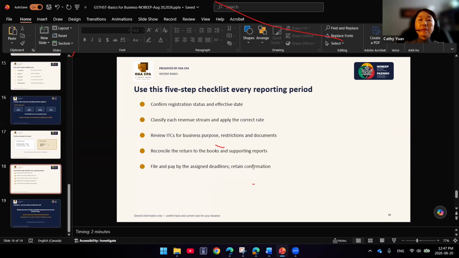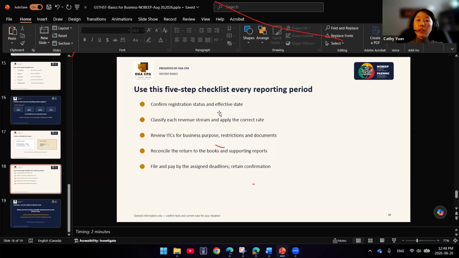There's a 5-step checklist for every reporting period. First, confirm the reporting period: monthly, quarterly, or annually. We need to know our registered status. After we call the CRA or register online, they will always issue a letter in writing to let you know, especially the first time, when you need to do the tax return.